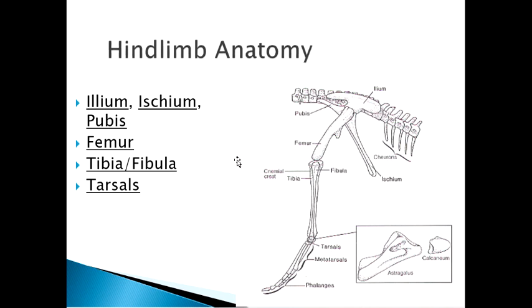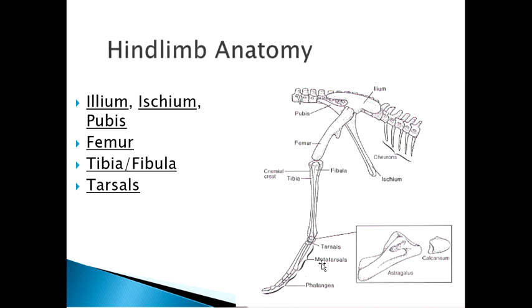The femur is your long leg bone, the bone that extends from your hip to your knee. It's one big long bone. It's usually the longest bone in the body. And then the tibia and fibula are the two bones that extend from your knee down to your ankle.